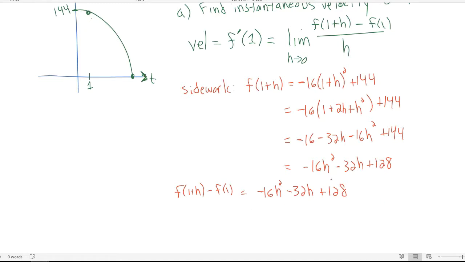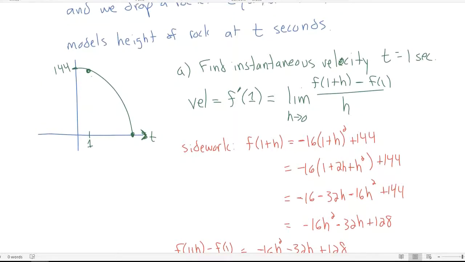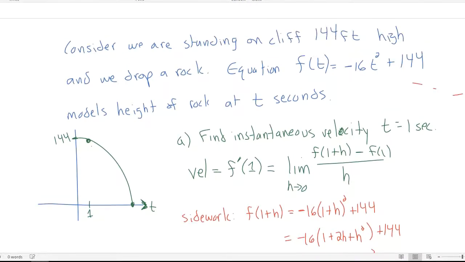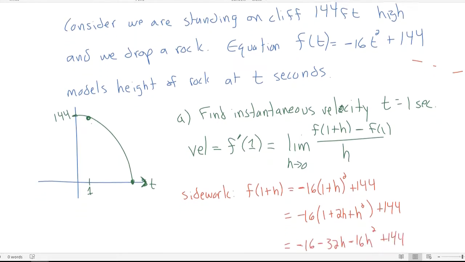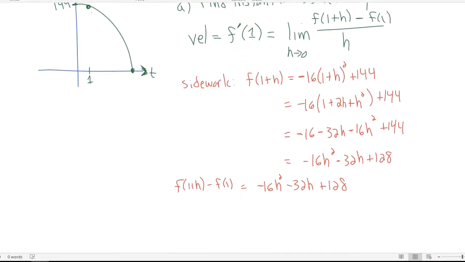So I'm going to plug 1 back into my original equation. Let me scroll up for a second. So remember, our original equation was negative 16t squared plus 144. I'm going to plug t equals 1 into here. I'm going to get negative 16 times 1 squared plus 144, and that is going to give me a value of 128. So here's the f at 1 plus h, and then I'm going to subtract f at 1, which is 128.